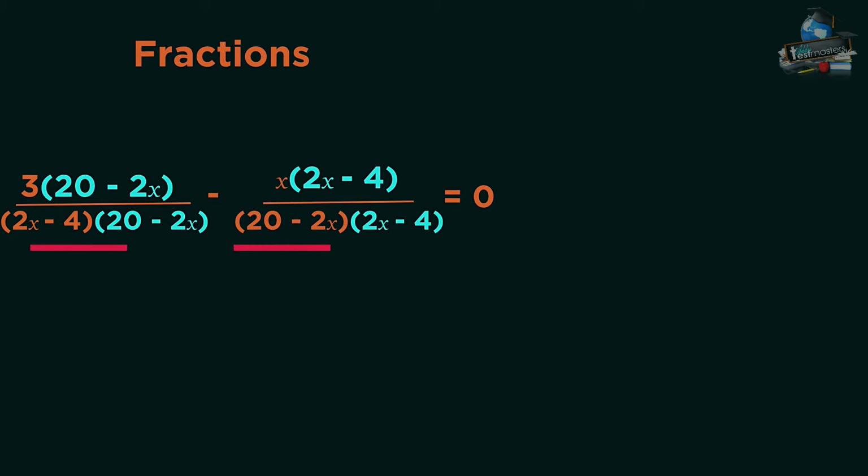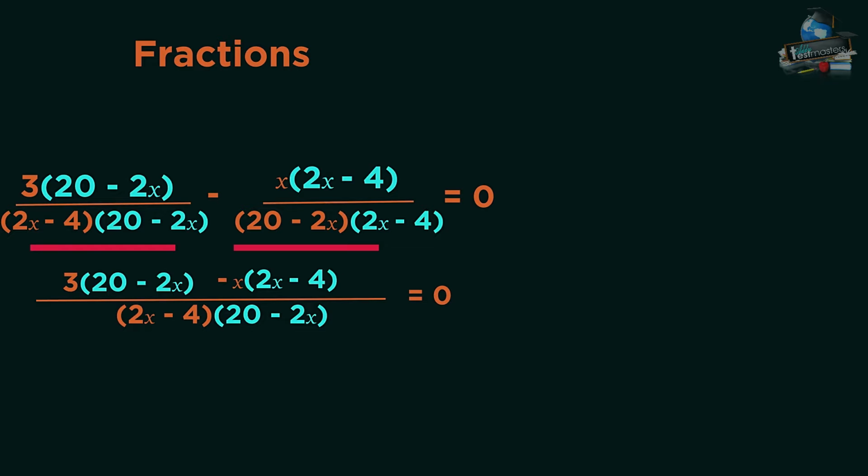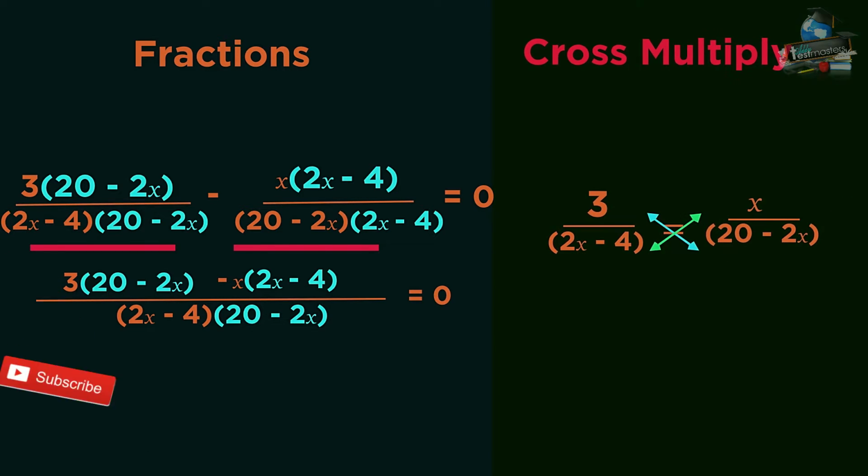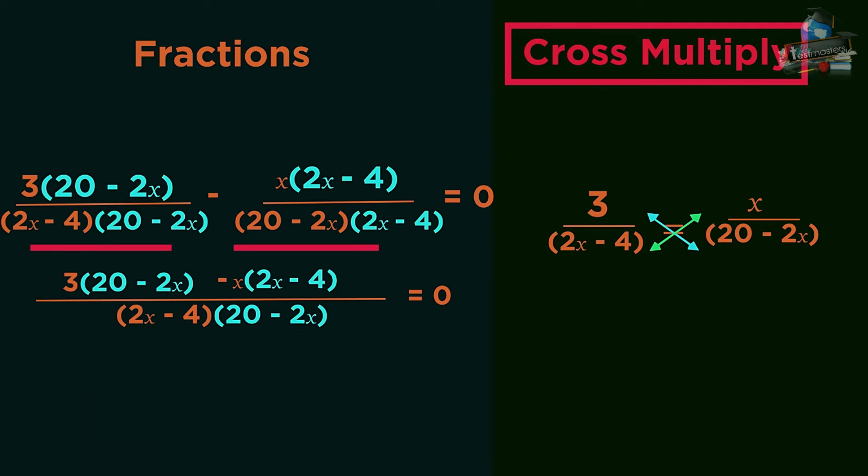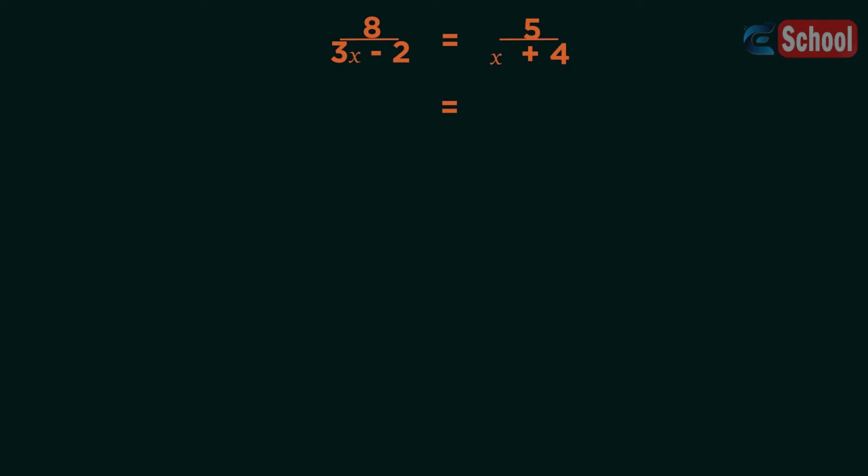When solving, we could treat them as fractions and make the same denominator to add or subtract. But it's much easier to cross-multiply, to get rid of the denominators completely. So this is the method I'll focus on in this video. Let's jump straight in with an example.